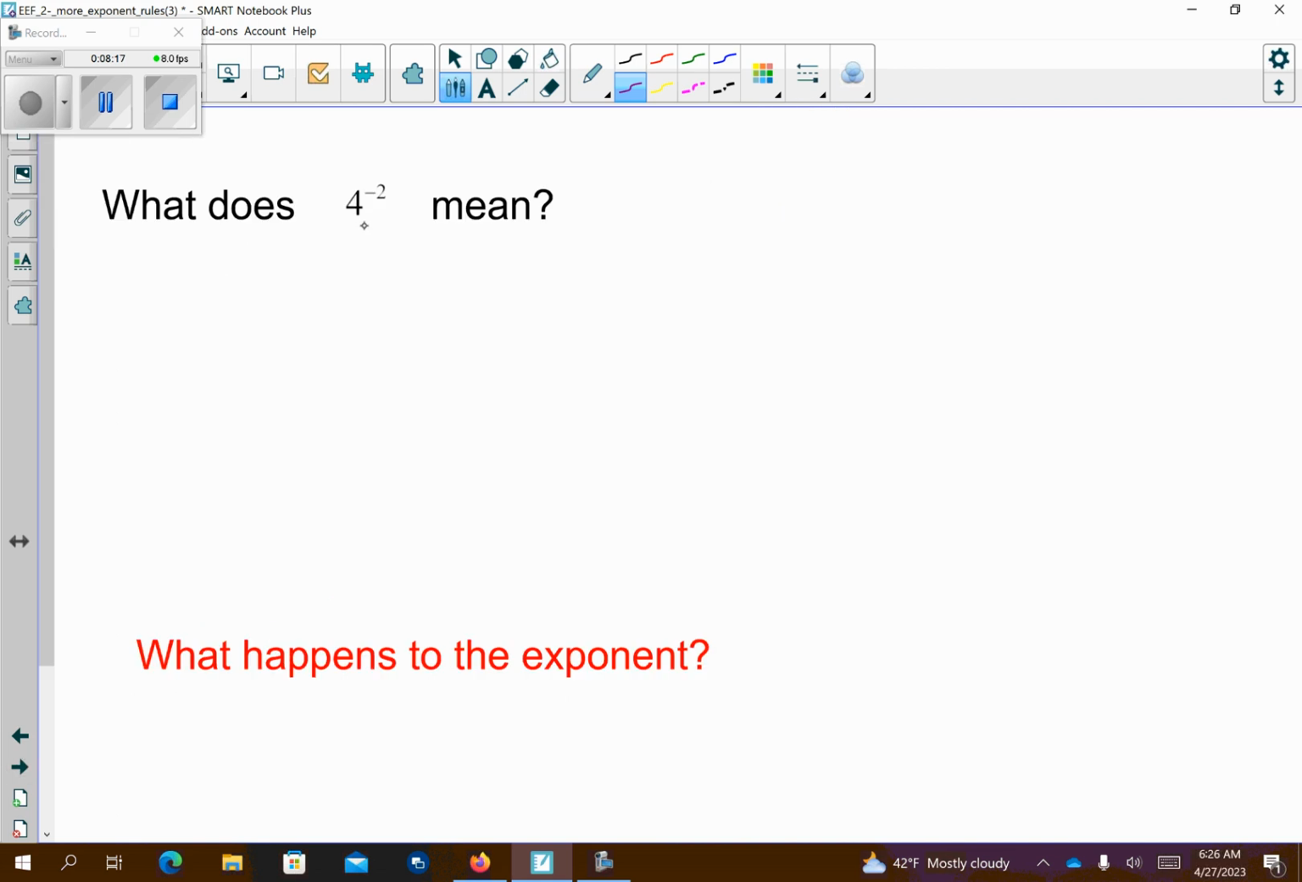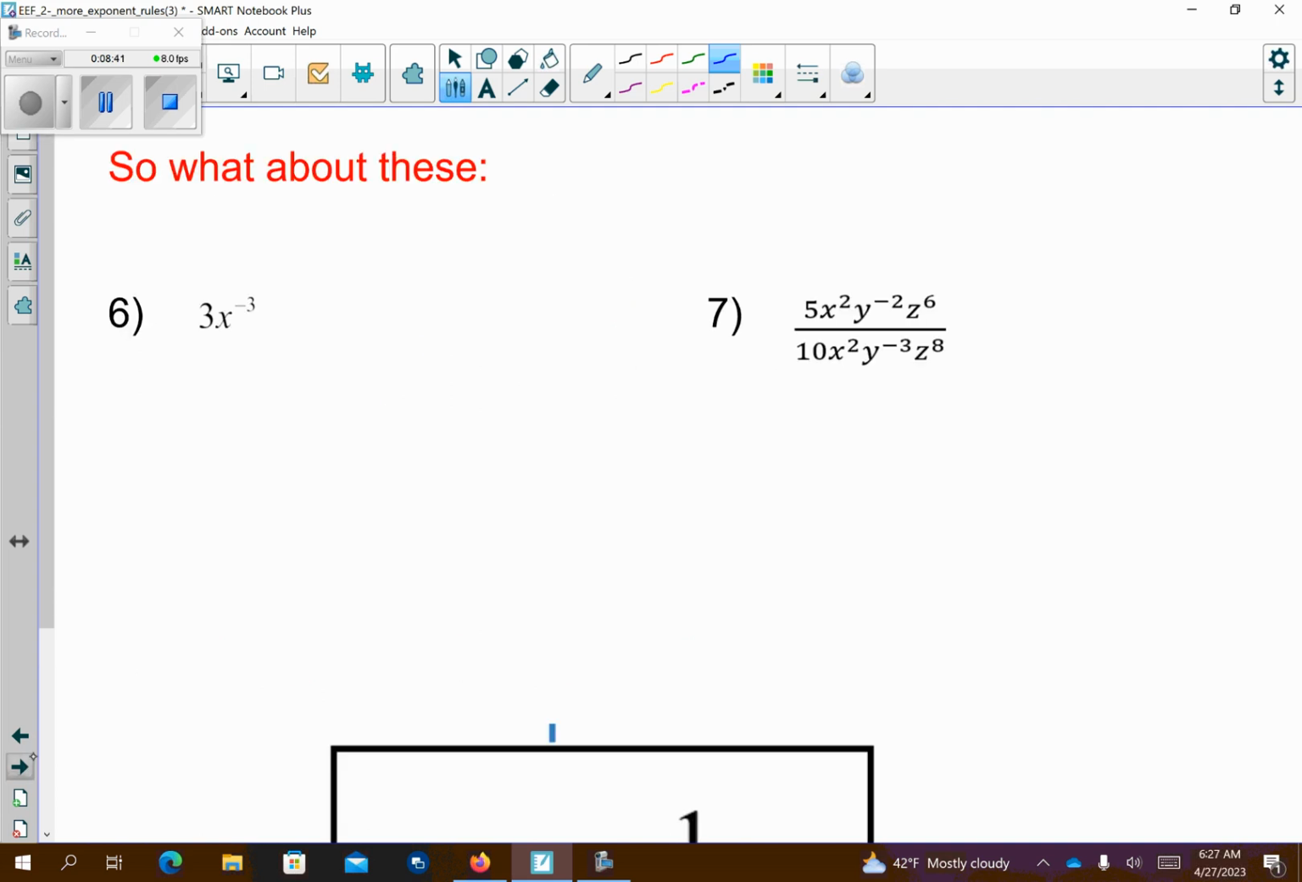Okay, so 4 to the negative 2. Think about this. Can I rewrite this problem to look like this? The answer is yes. When you have a negative exponent, it means that whole quantity wants to move down. So I'm going to have 4 to the second that moves down. A number I have to put for a placeholder is 1. So then I get 1 over 4 to the second. Well, 4 to the second is 16, so I get 1 over 16. So negative exponents want to move from top to bottom.